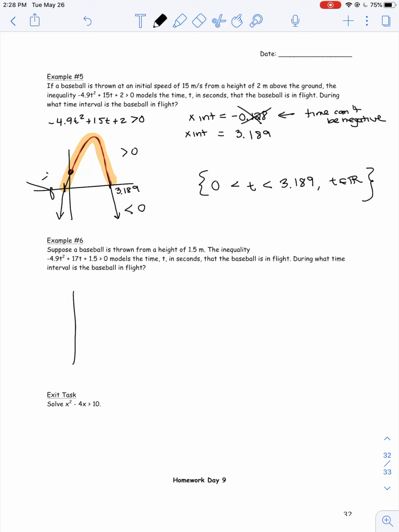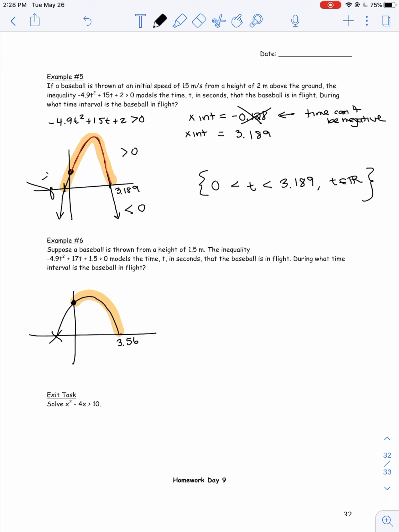So no negatives allowed. And example number 6 is very similar. Same idea, you would graph it. And again, the negative value can't be included. So this x-intercept, if you were to solve for it, would be about 3.56. And the other one's negative, which we don't care about. So again, we're starting from here and going up to the x-intercept.